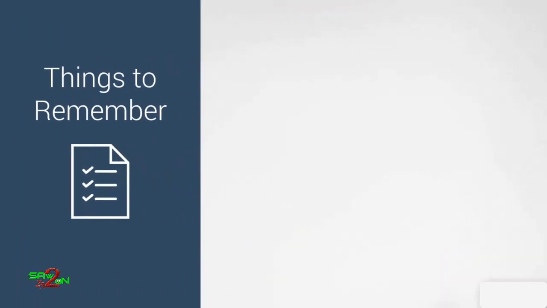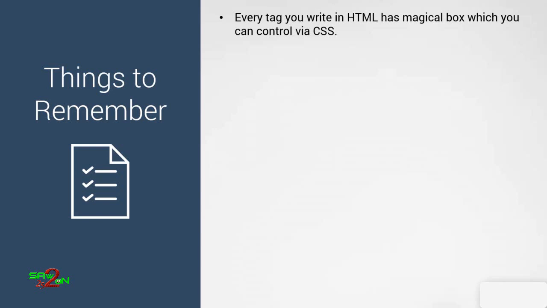Hello and welcome to the lecture on things to remember for intermediate CSS. Let's do a quick recap of what we have seen in this section. We have seen that every tag that you write in HTML has a magical box which you can control in CSS. Always remember that every element on a web page has this magical box. So when you're designing a web page, always think in boxes. Think you have boxes, and how do you arrange all those boxes on the HTML page? That's one of the key things to remember when you design with CSS.